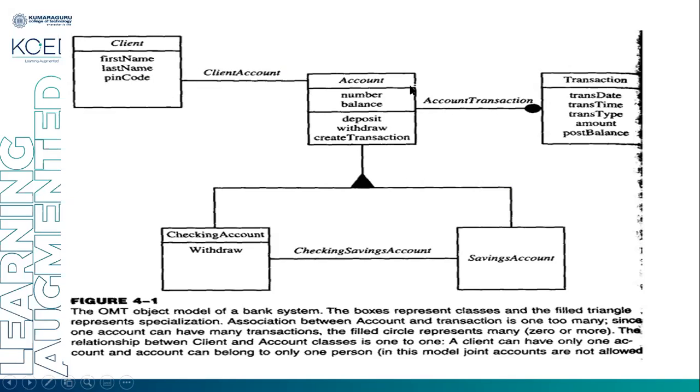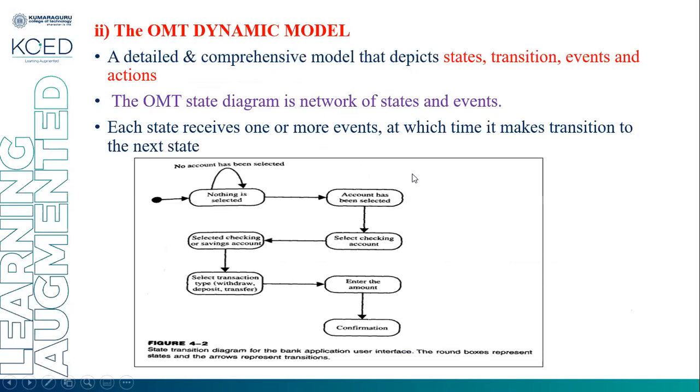So the client has an account. Then the account and transaction: an account may have a number of transactions. So this is the OMT object model of a banking system. Next one is the OMT dynamic model, a detailed and comprehensive method that depicts the state, transition, events, and action.